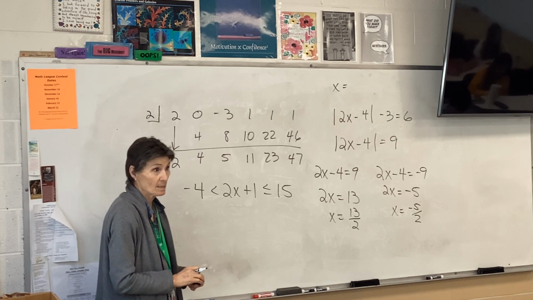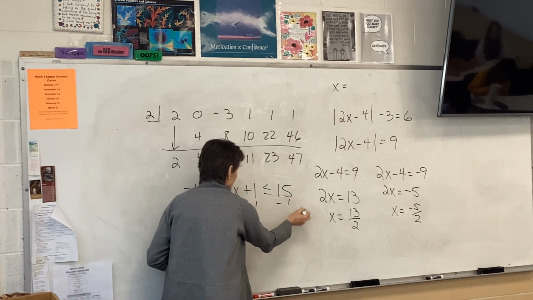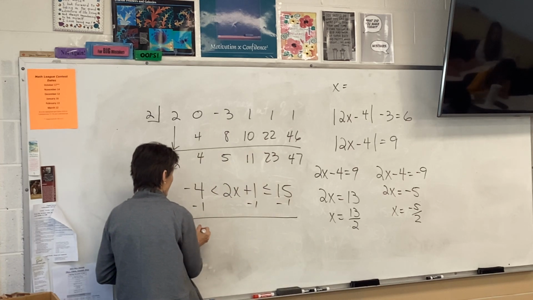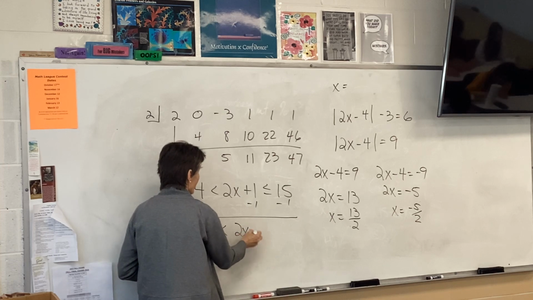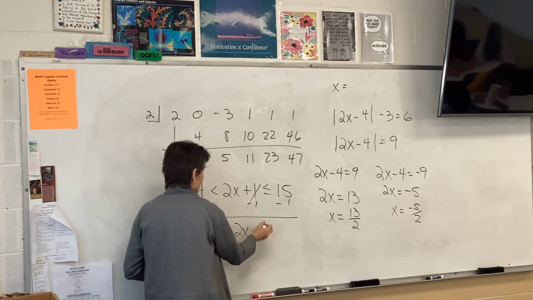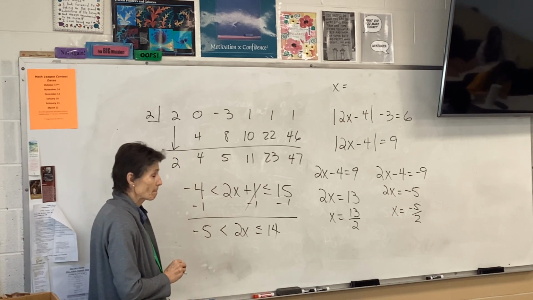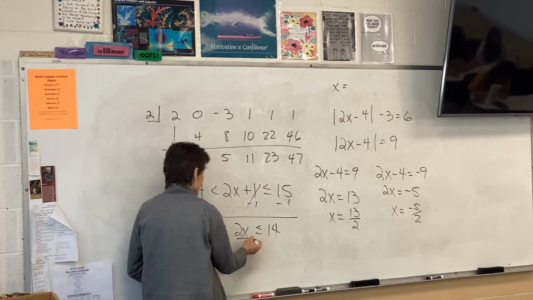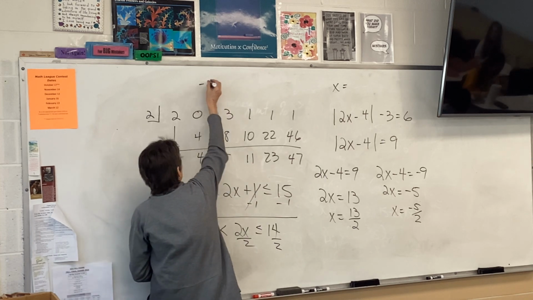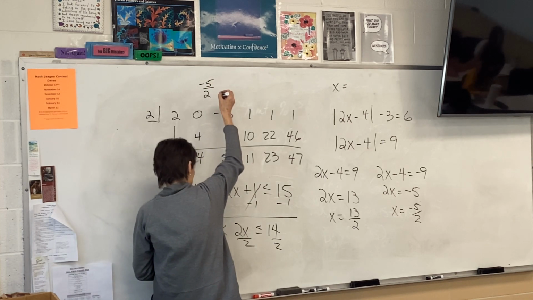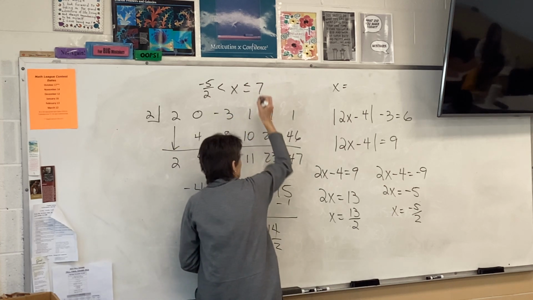Minus 1 all the way across. So minus 1, minus 1, minus 1. So I'm left with negative 5 less than 2x, less than or equal to 14. All the way across, divide by 2. So I've got negative 5/2 less than x, less than or equal to 7.